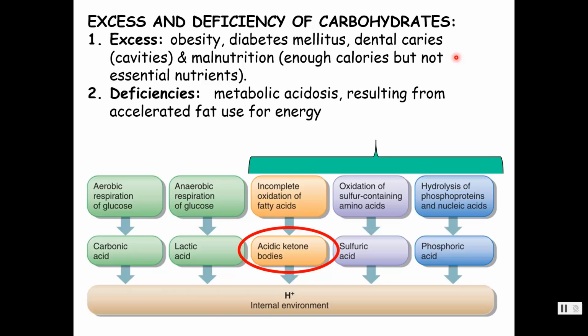So you won't be getting your essential amino acids or fatty acids if you're just consuming a diet high in carbohydrates. Deficiencies can lead to metabolic acidosis, and this is the case when someone has diabetes and they can't absorb those carbohydrates. Over here, if someone can't use carbohydrates, then they are forced to use fats or also proteins. And right here, I circled it for you: incomplete oxidation of fatty acids leads to acidic ketone bodies.